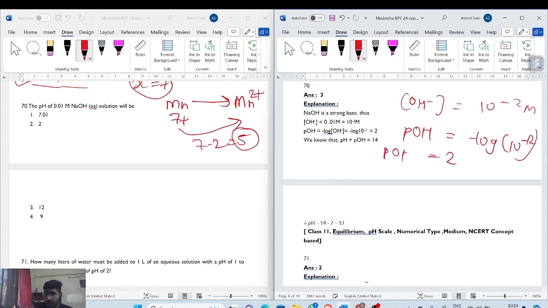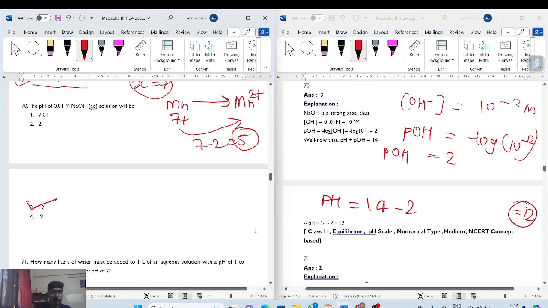So pOH value will be equal to 2, and we know that pH plus pOH is equal to 14. So when pOH value is 2, then pH value will be equal to 14 minus 2, which is equal to 12. So the value of pH will be option number C, 12.